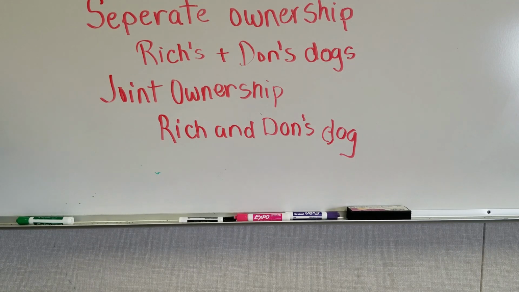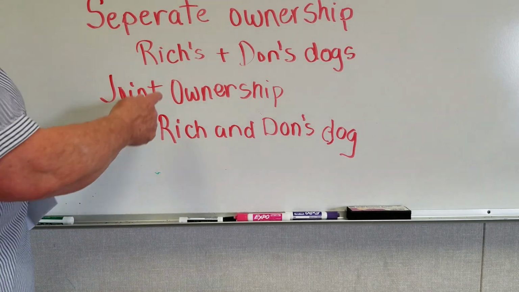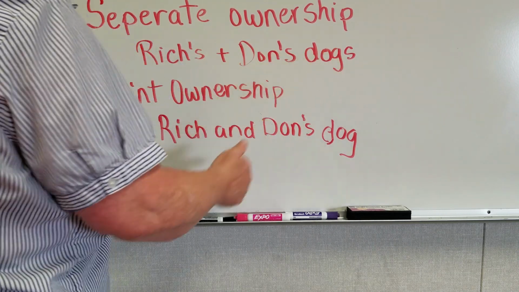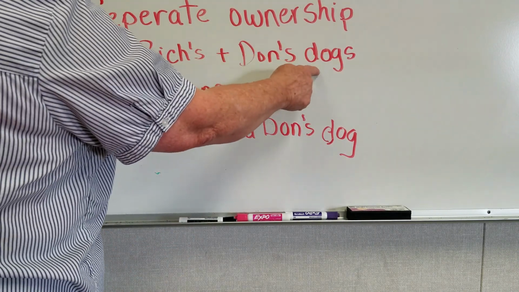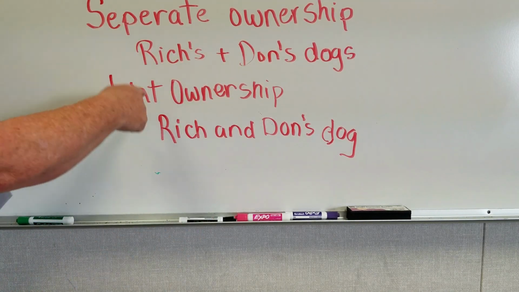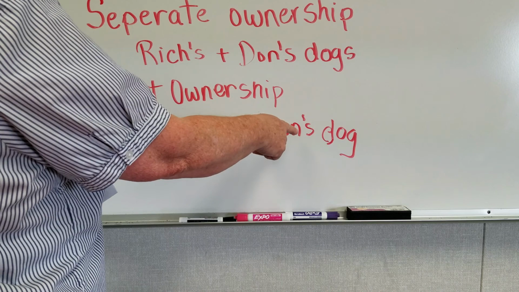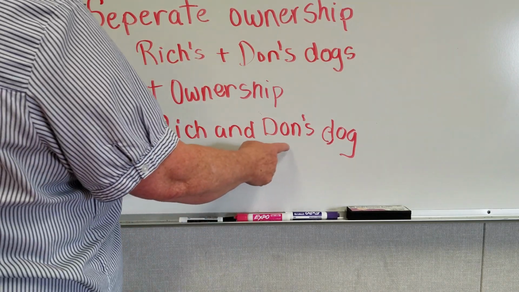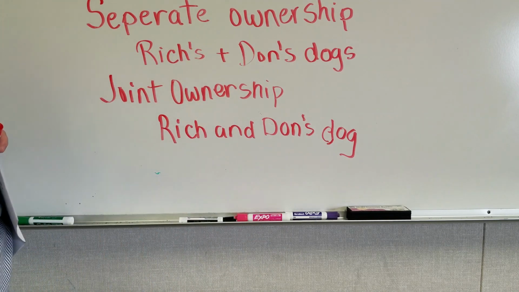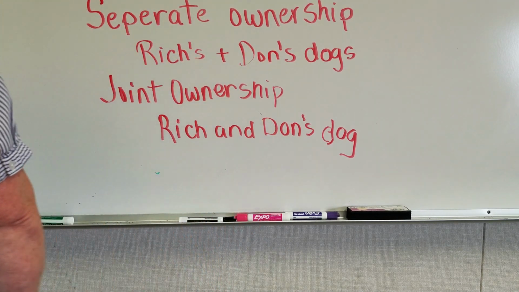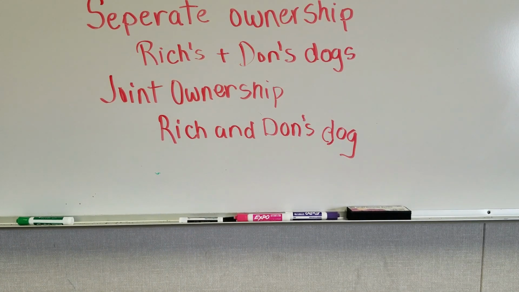Okay, to show separate ownership, we have Rich's with an apostrophe and Don's with an apostrophe dogs. That means that Rich has a dog and Don has a dog. But to show joint ownership, we only make the second name possessive, Rich and Don's dog. This makes it clear that there's really only one dog that Rich and Don both jointly own together.